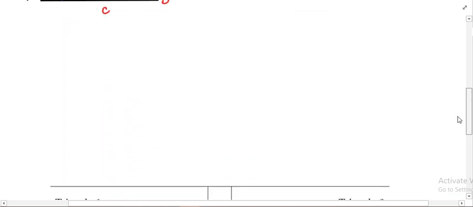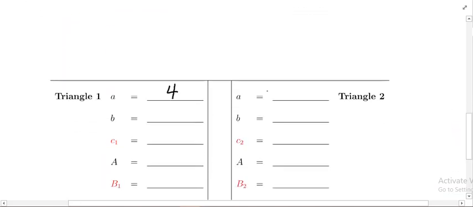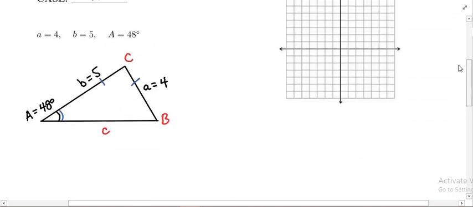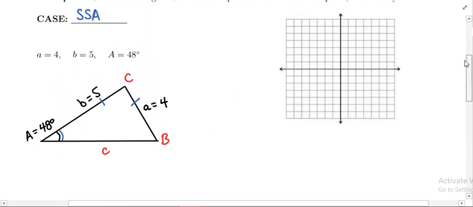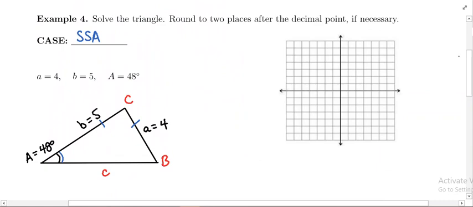For both triangles, side A is going to measure 4 units. For both triangles, side length B is 5 units. Also, with the given information, angle A is going to be 48 degrees. That has to be the same in both triangles. That given information cannot change. But you're going to see, based on this criteria, the remaining components, angle C, angle B, and side length C, can vary to form 2 different triangles.